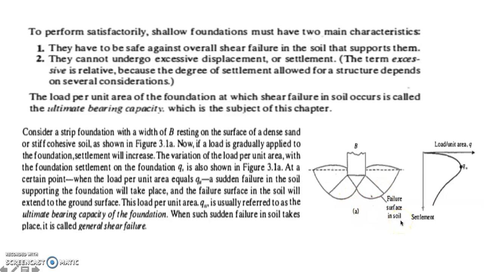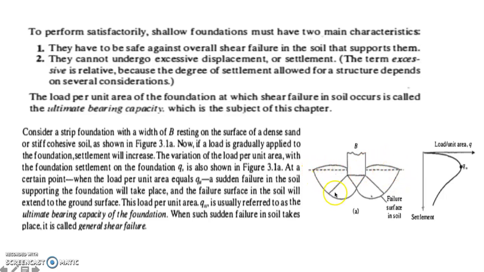shear failure. When you talk about general shear failure, it occurs in dense or stiff soil. There is a total rupture of the underlying soil. There is a continuous shear failure of the soil from below the footing to the ground surface. So meaning to say, the shear failure extends from below the footing to the ground surface.